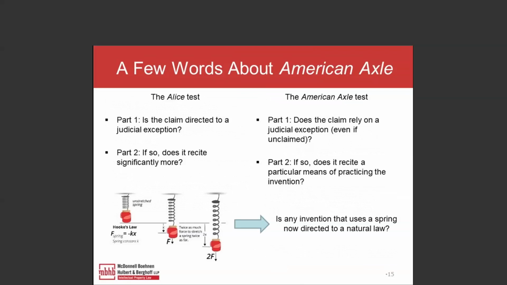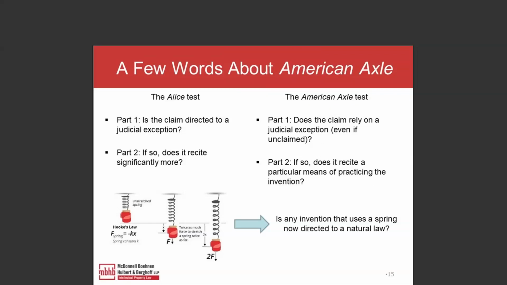Why is this such an interesting case from a 101 perspective? What I did here is I took the Alice test and put it on the left. This is a summarized version of the Alice test without all of the language. And that is part 1, is the claim directed to a judicial exception? And part 2, if so, does it recite significantly more? This is a very simplified version of the Alice test, I admit, but it's there for reference.